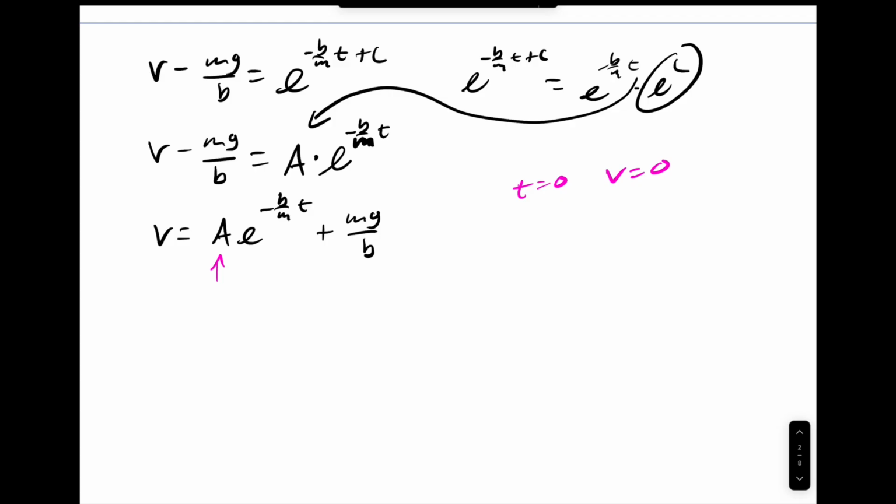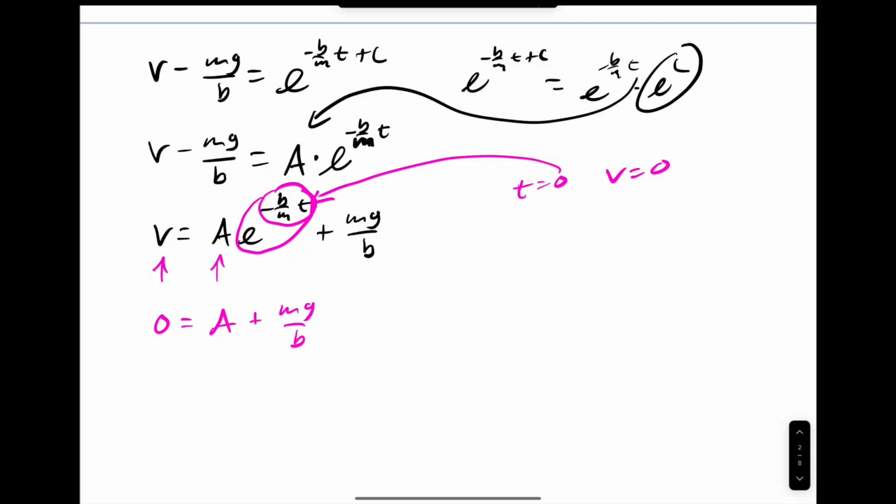So now what happens is for t, I put in a 0. That means the exponent becomes 0. That means e to the 0 is just 1. And for v, I'm also going to put in a 0. So I end up with 0 is equal to a times 1 plus mg over b. And if I solve that for a, I just subtract mg over b off both sides. Remember, mg over b is just a constant.